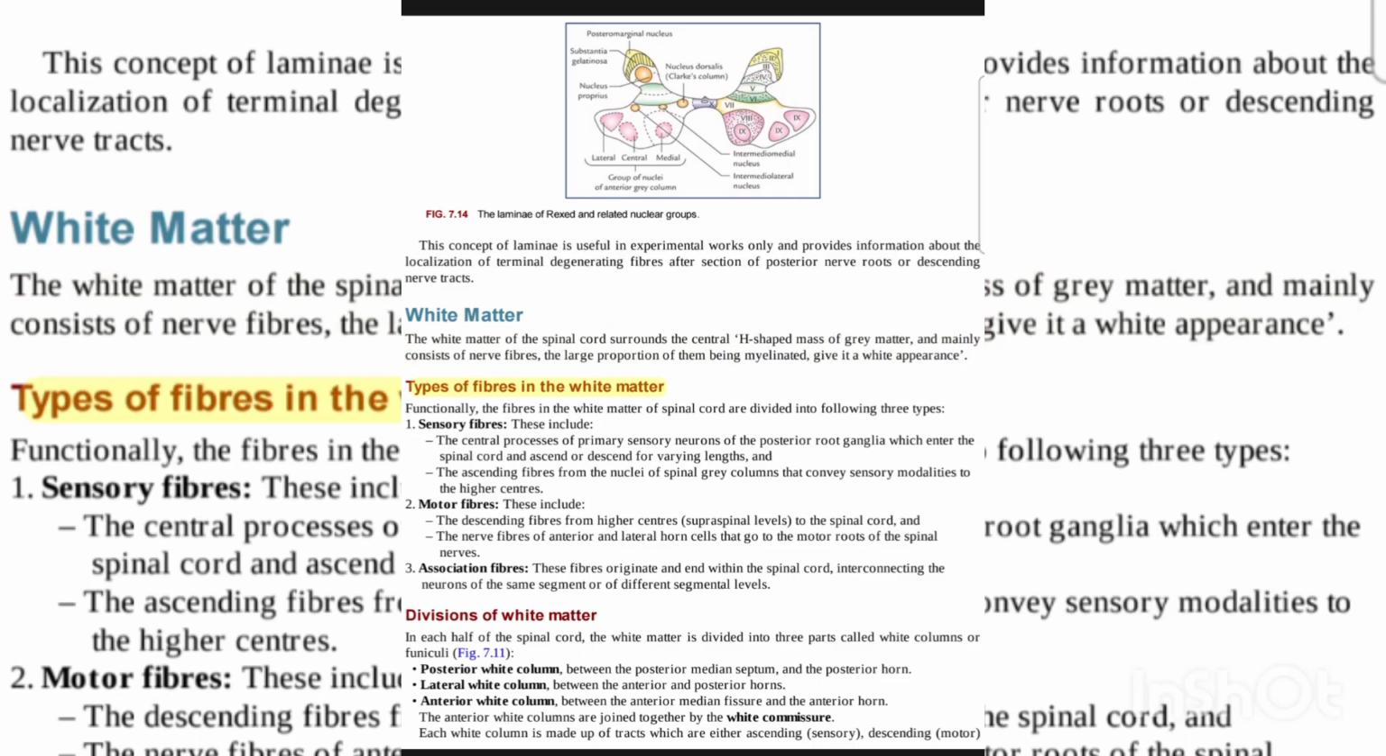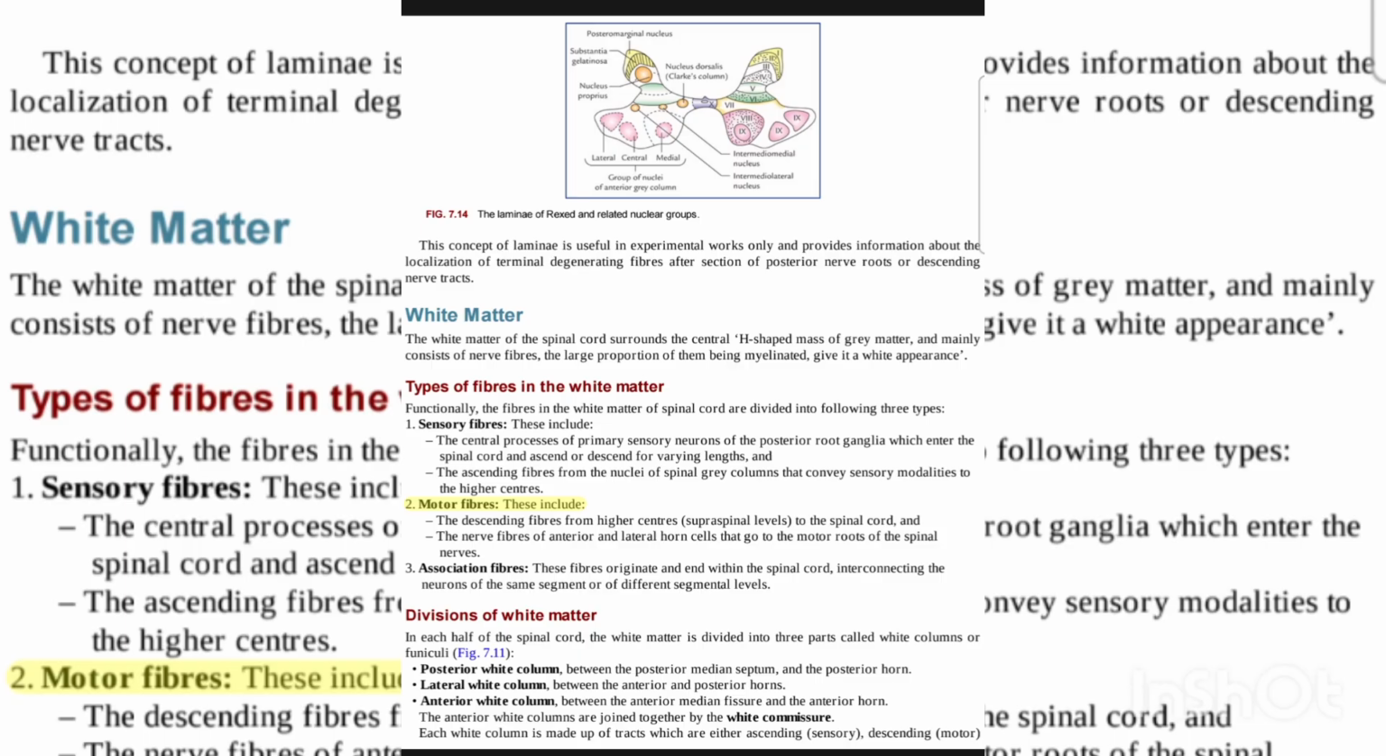Types of fibers in the white matter. Functionally, the fibers in the white matter of the spinal cord are divided into the following three types. 1. Sensory fibers. These include the central processes of primary sensory neurons of the posterior root ganglia which enter the spinal cord and ascend or descend for varying lengths, and the ascending fibers from the nuclei of spinal gray columns that convey sensory modalities to the higher centers.